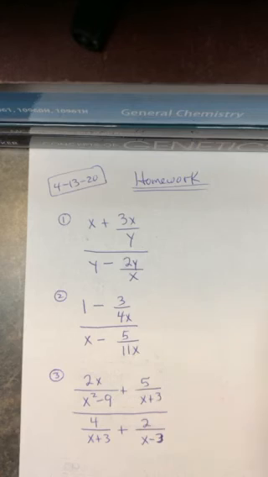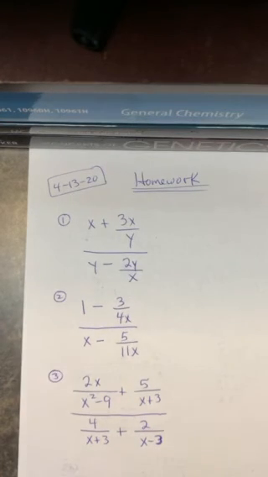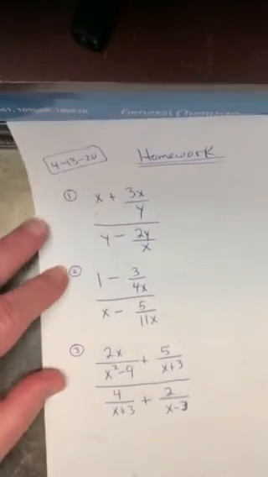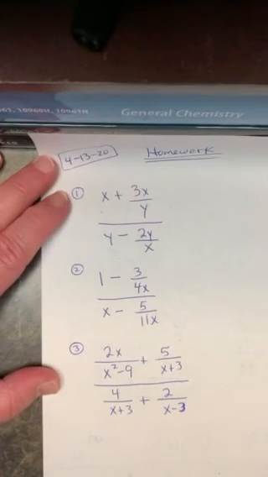Here's your 3 problems. Hit pause so you can see all 3 of them and copy them down. Number 1 is x plus 3x over y, all over y minus 2y over x. Number 2 is 1 minus 3 over 4x, all over x minus 5 over 11x. And the third one, 2x over x squared minus 9 plus 5 over x plus 3, all over 4 over x plus 3 plus 2 over x minus 3.